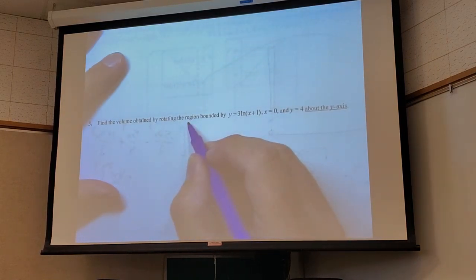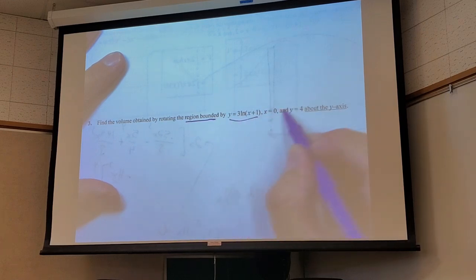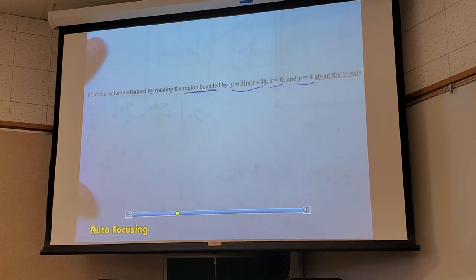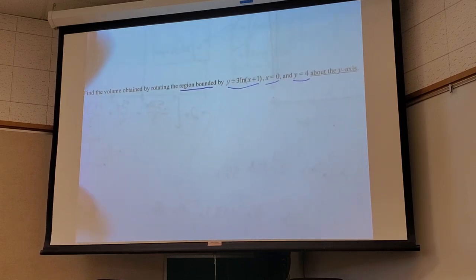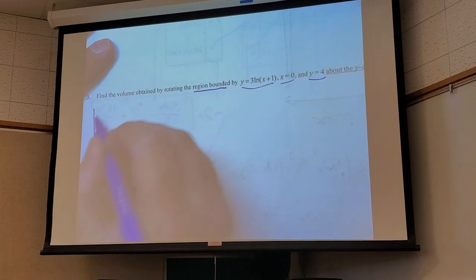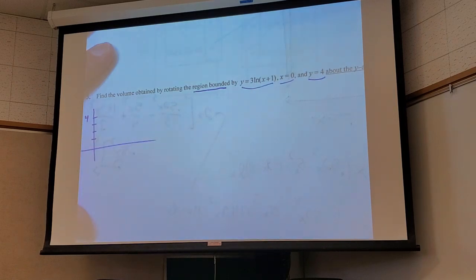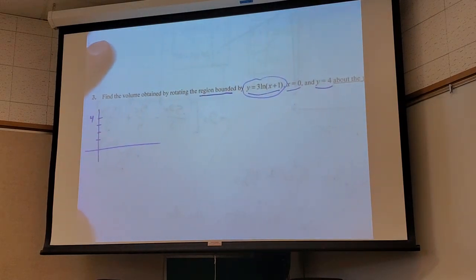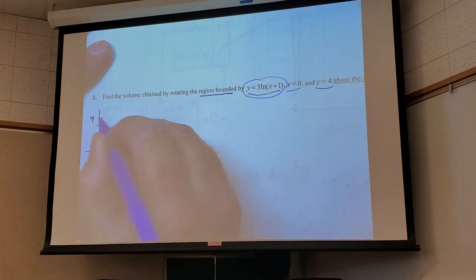Let's sketch this region first. So it's bounded by this and this and this. Oh boy. So how do I graph that? What does x equals 0 mean? The y-axis. I love it. So this region is bounded by the y-axis, by y equals 4. There you go. And then this function. So one wall is this, another wall is here at 4.